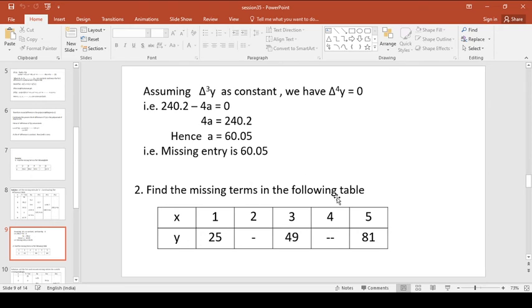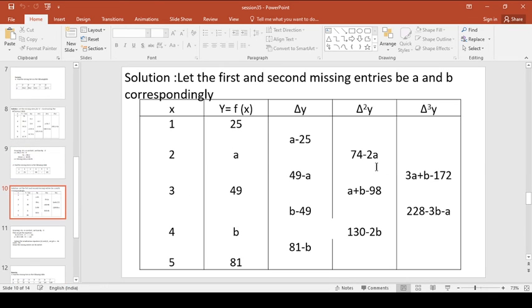So next consider another example. Here, find the missing terms in the given table. Here we have two missing entries, that is we have to find f of 2 and f of 4. Here also we consider the first and second missing entries as A and B, and then consider the difference table. In the first column we write the x values, in the second column the corresponding y values, and then calculate the first, second and then third forward difference.